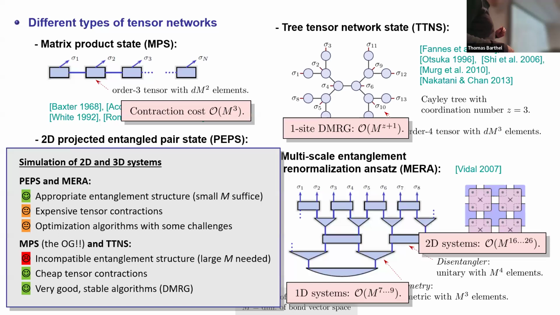And then in contrast, as I told you already, MPS and tree-tensor networks are still competitive to simulate 2D, which is actually kind of embarrassing, kind of meaning that we haven't pushed these algorithms far enough. The reason is they have this incompatible entanglement structure, which means that we need exponentially large bond dimensions, but the tensor contractions are very cheap, and we have very good stable algorithms, particularly the DMRG method, invented by White. So D stands for?